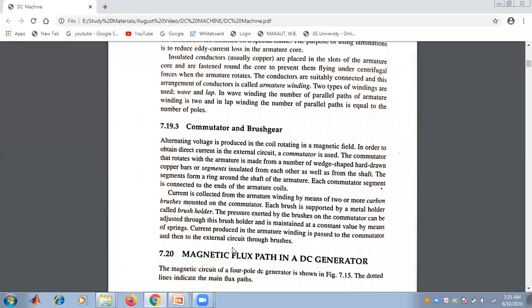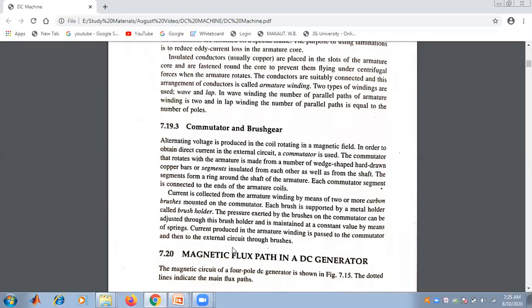So the third part is commutator and brush gear. Alternating voltage is produced in the coil rotating in a magnetic field. In order to obtain direct current in the external circuit, a commutator is used.